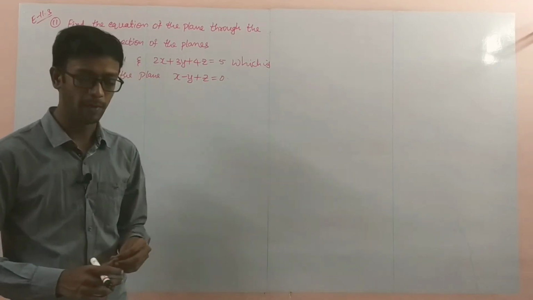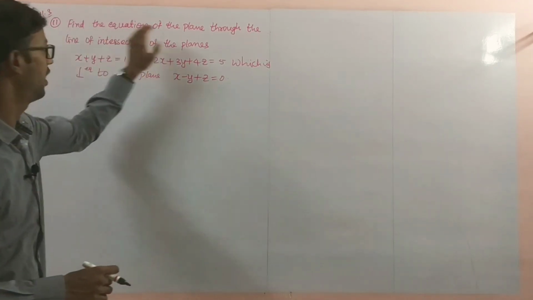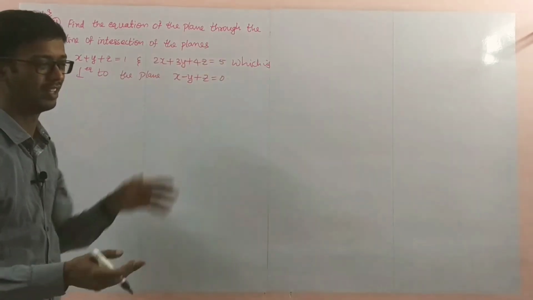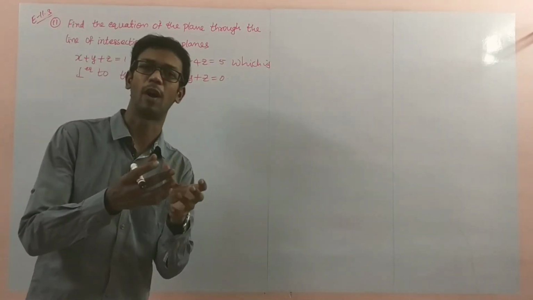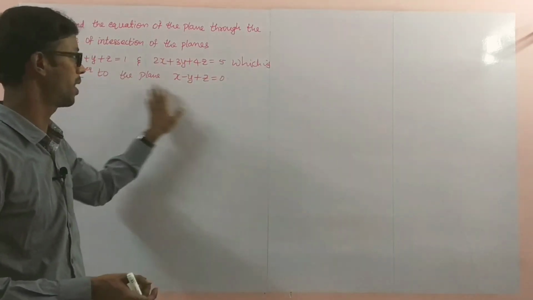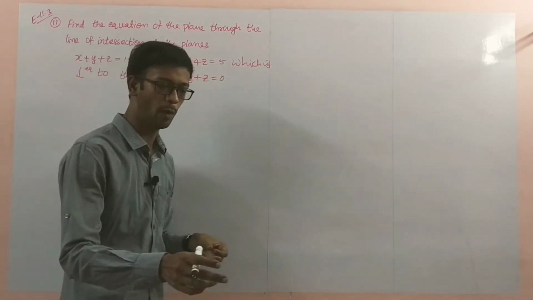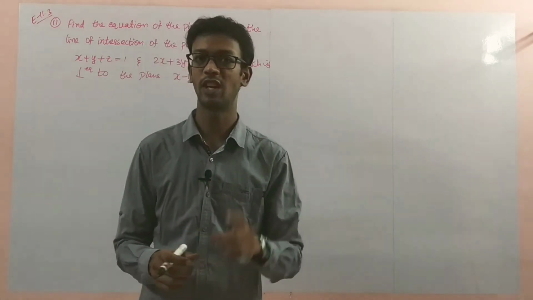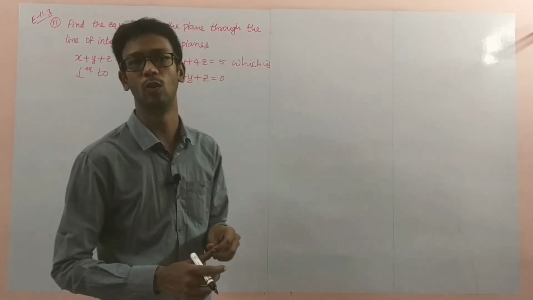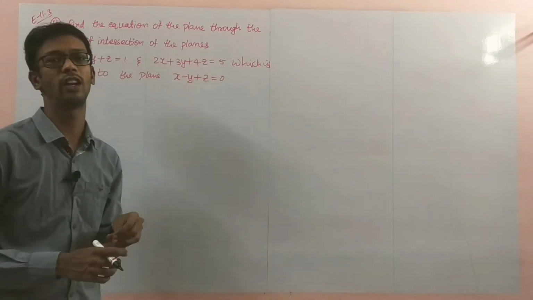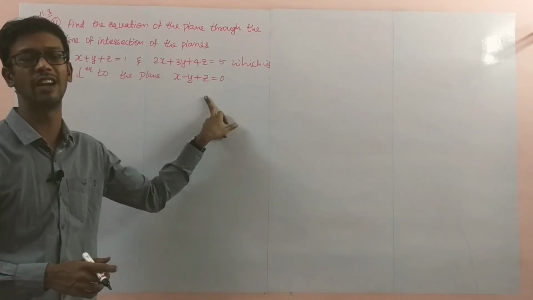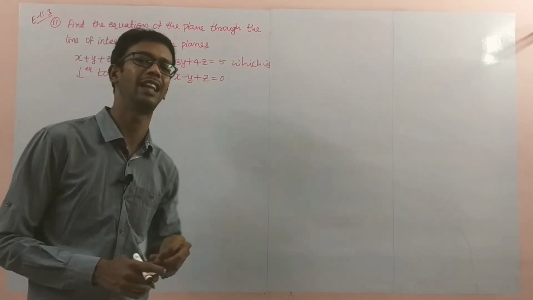Next, problem number 11. Find the equation of the plane passing through the line of intersection of planes. That is nothing but a plane equation passing through the intersection of two planes, which is perpendicular to the given plane. In the previous problem they gave two plane equations and one point, by which we found the lambda value. But here they didn't give a point, they gave a condition. By using this condition you have to find the lambda value.